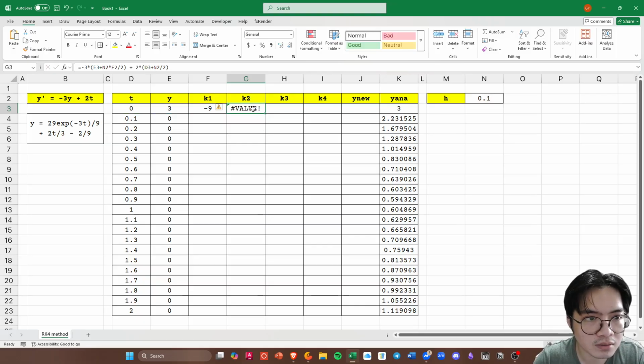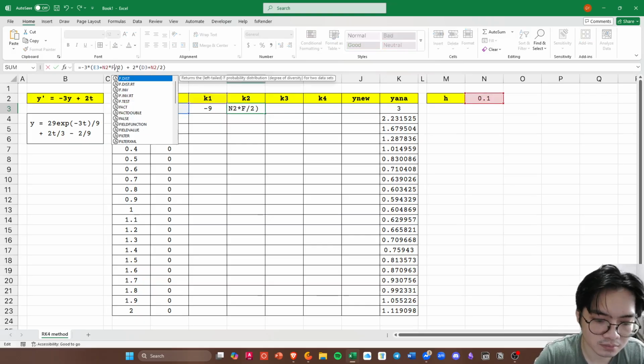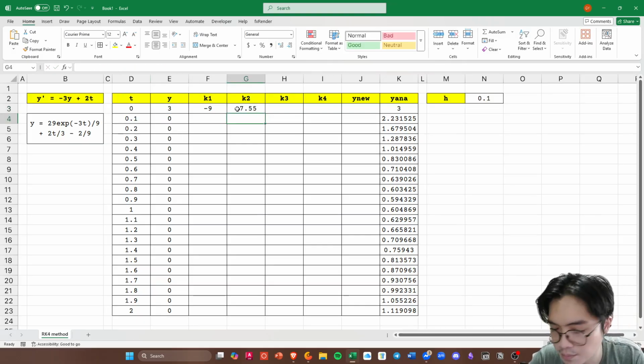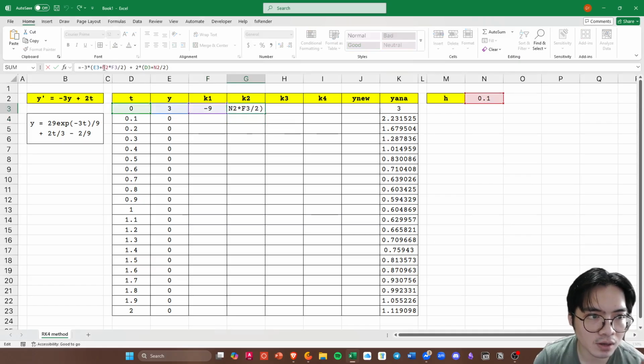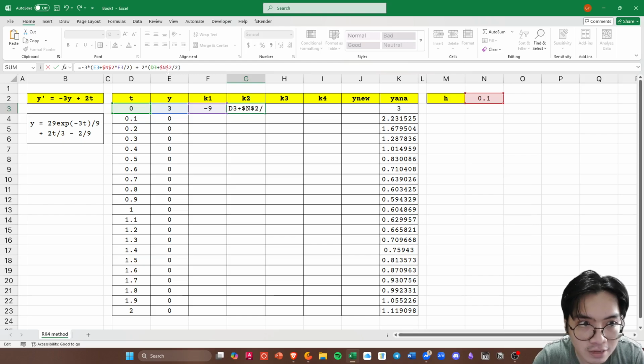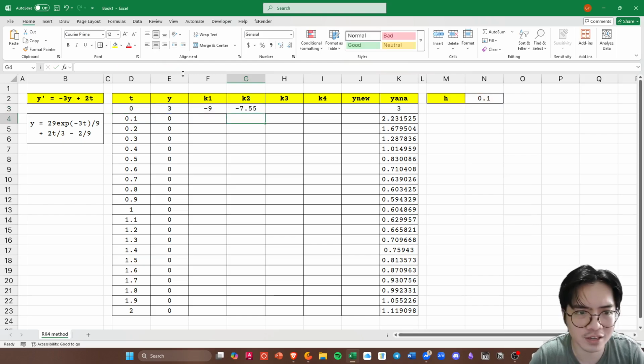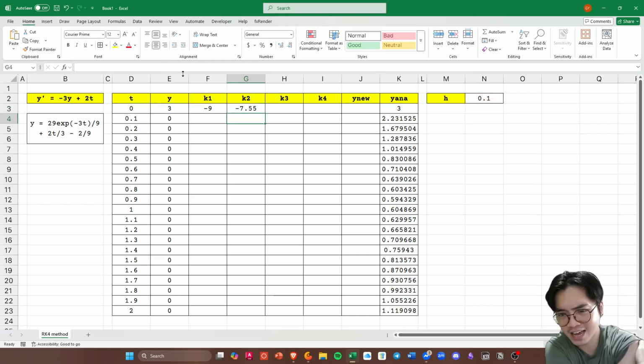F3, yeah, negative 7.55. Is that correct so far? Yes, that's correct so far. What I will do here is lock N2, because that value should not change as I drag it down. Hopefully you remember dragging down cells in Excel.